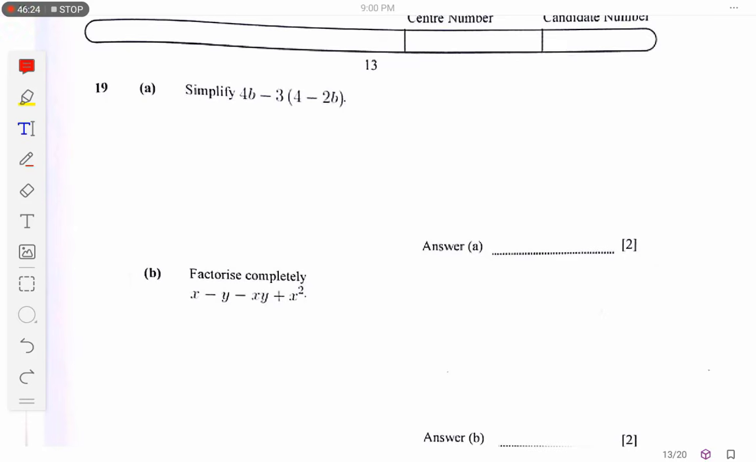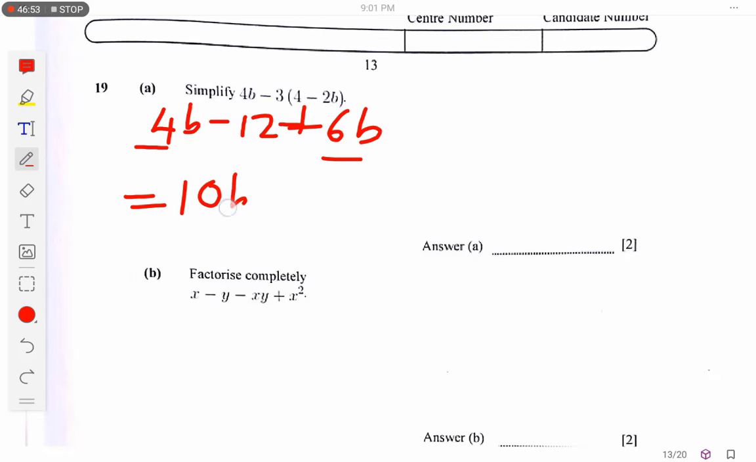Let's move on to number 19. Number 19 is saying simplify that. If we want to simplify this, let's remove the brackets. So I'll have 4b minus 3 times 4, we get 12. Minus times minus is going to give us a plus, so I'll have plus 6b. Now I solve the b's together: 4b plus 6b, we get 10b minus 12.